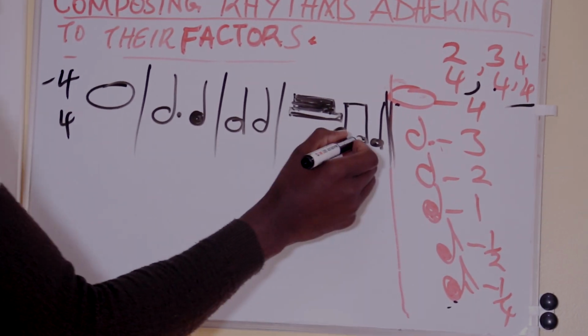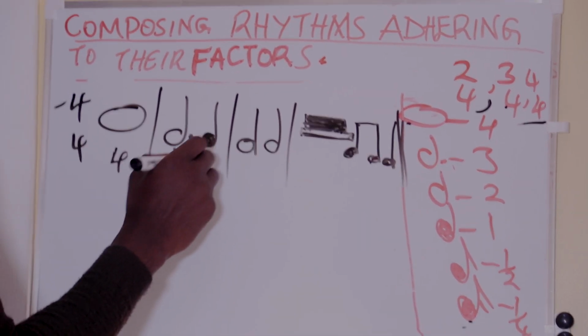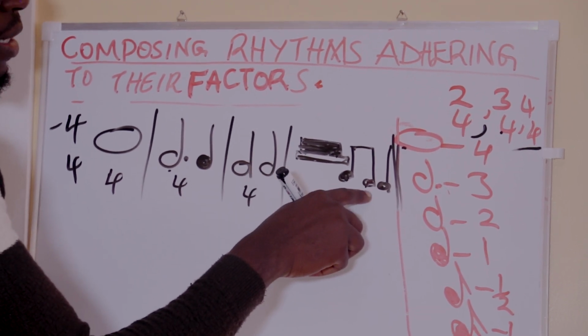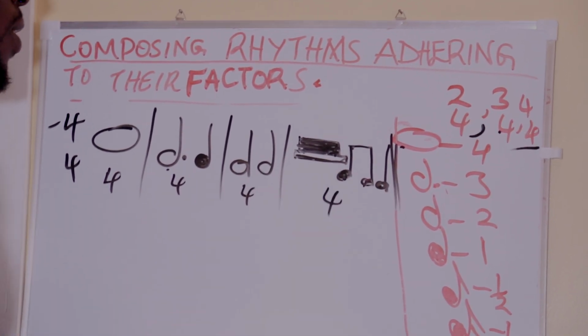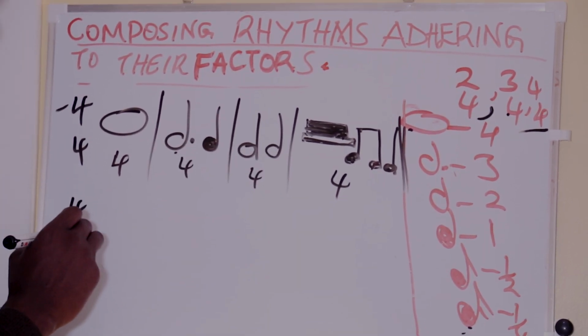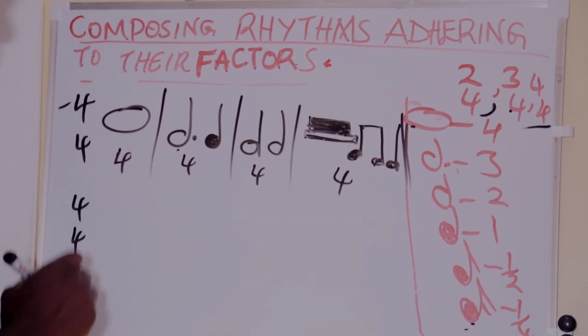Alright, let's do the mathematics. This is 4. 3 plus 1, 4. 2 plus 2, 4. 2 plus a half, that is 3, plus 1. You get 4. Balanced. 4 beats per bar. We have our rest there. Let's have the last example where we have 4 beats.